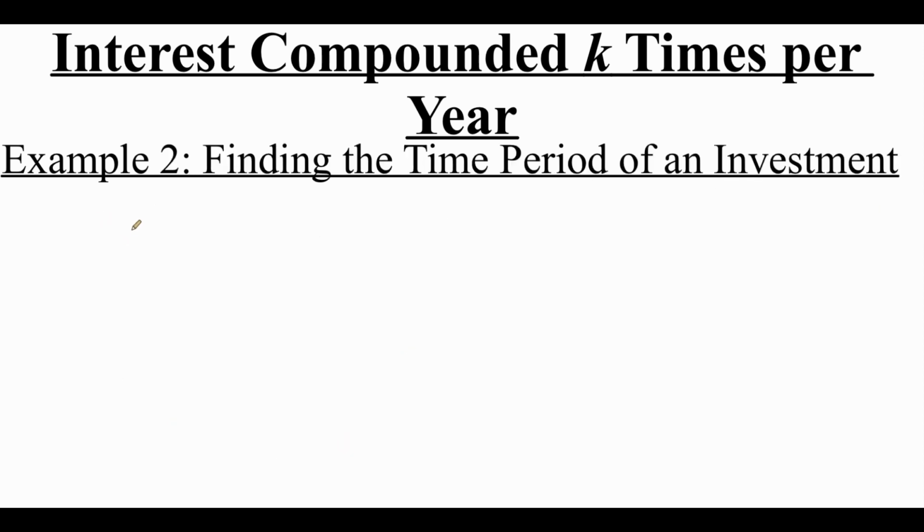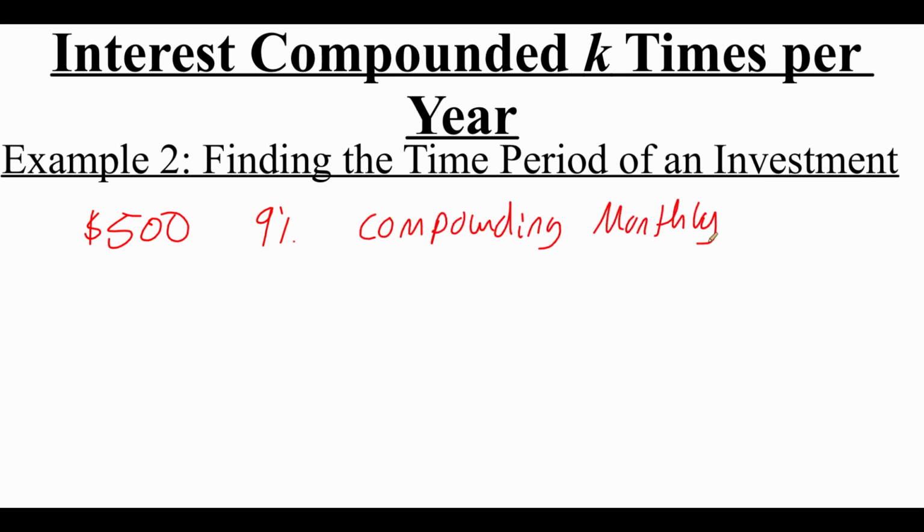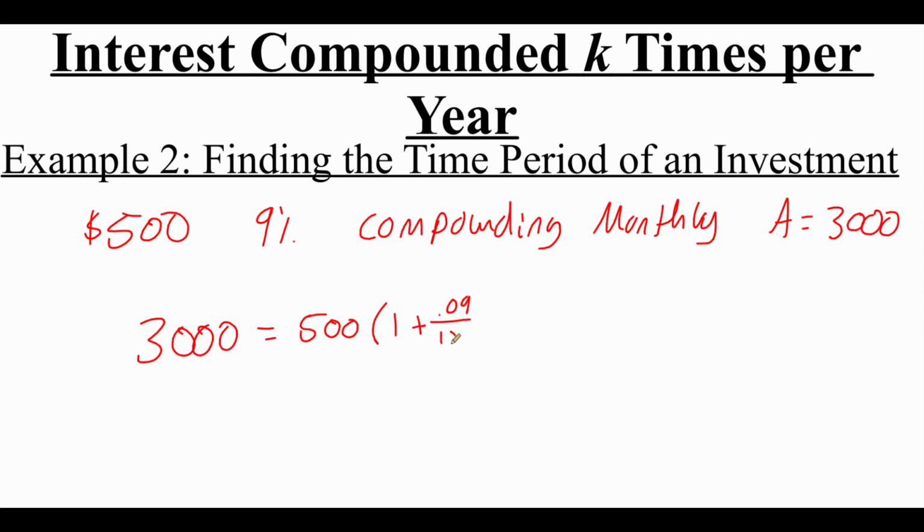So let's look at things a little bit differently this time around. Let's still use that $500 principal amount, let's still use 9% interest, and let's still say that we're compounding monthly. But instead of being given a time frame, let's say we want to figure out when our account reaches $3,000. We want to find how long that's going to take. So using my formula, I would put the 3,000 on the left-hand side equals the 500 times 1 plus 0.09 over 12 raised to the power 12t. Now we're trying to solve for that t value.